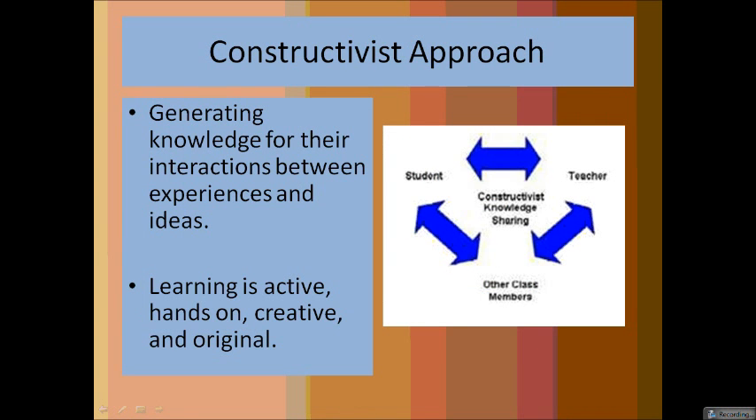All of these should encompass the constructivist approach, which generates knowledge from their interactions between experiences and ideas. In the constructivist approach, learning needs to be active, hands-on, creative, and original. By using these 21st century themes in the classroom, it allows students to stay creative and to really want to participate and be active in the classroom. There's no better way to do that than give them 21st century technology and use Web 2.0 in the classroom.